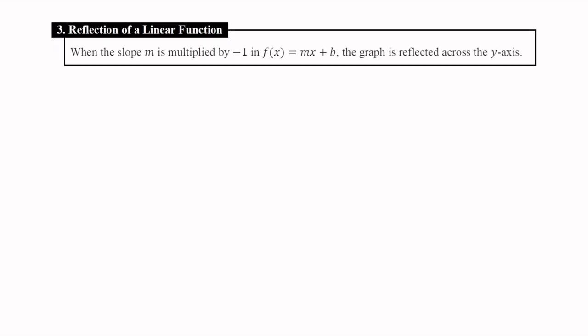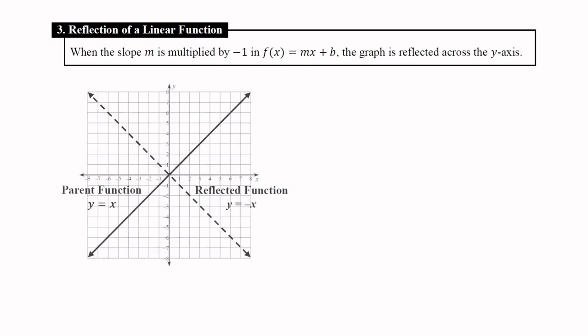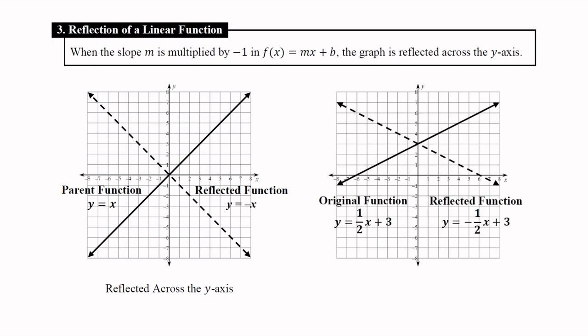The reflection of a linear function is when the slope m is multiplied by -1, causing the graph to reflect across the y-axis. So in this case, our reflected function is y equals -x. That caused a reflection across the y-axis. Here we have a reflected function. Again, the only change is the slope has become negative, which has also caused a reflection across the y-axis.